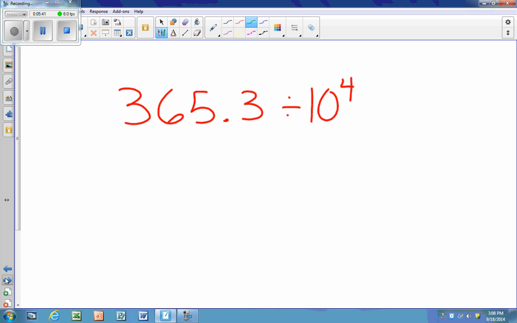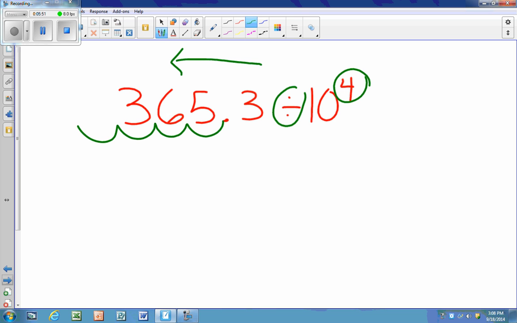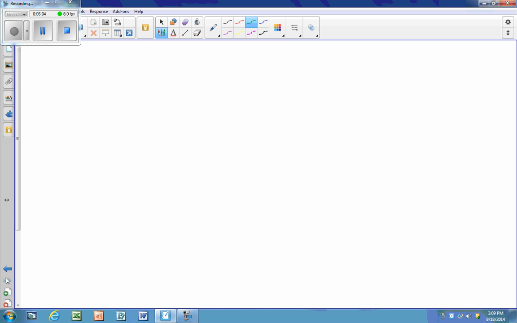Here's another one. I'm dividing again, so I know I'm going to the left. It's very important to make sure you pay attention to whether you're going left or right, division or multiplying. 4 spots, 1, 2, 3, 4. There's something I need to fill in right here. I have to ask myself, what should I fill in right there? It's a 0, so now I have my answer. And that is how I use exponents to move around the decimal system.